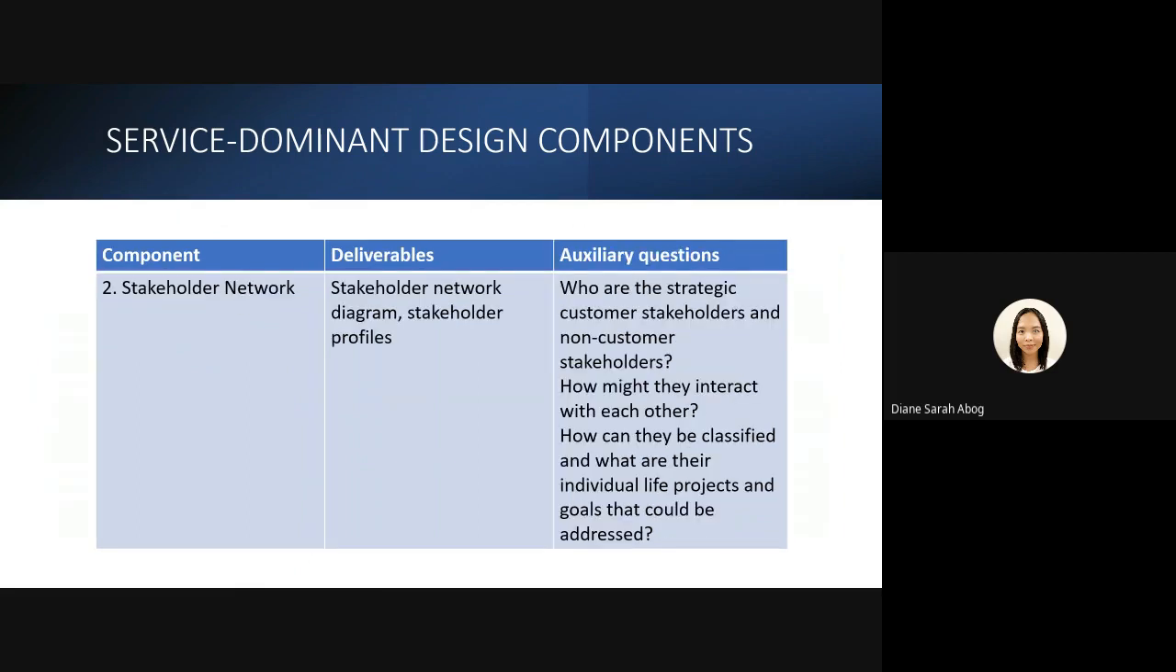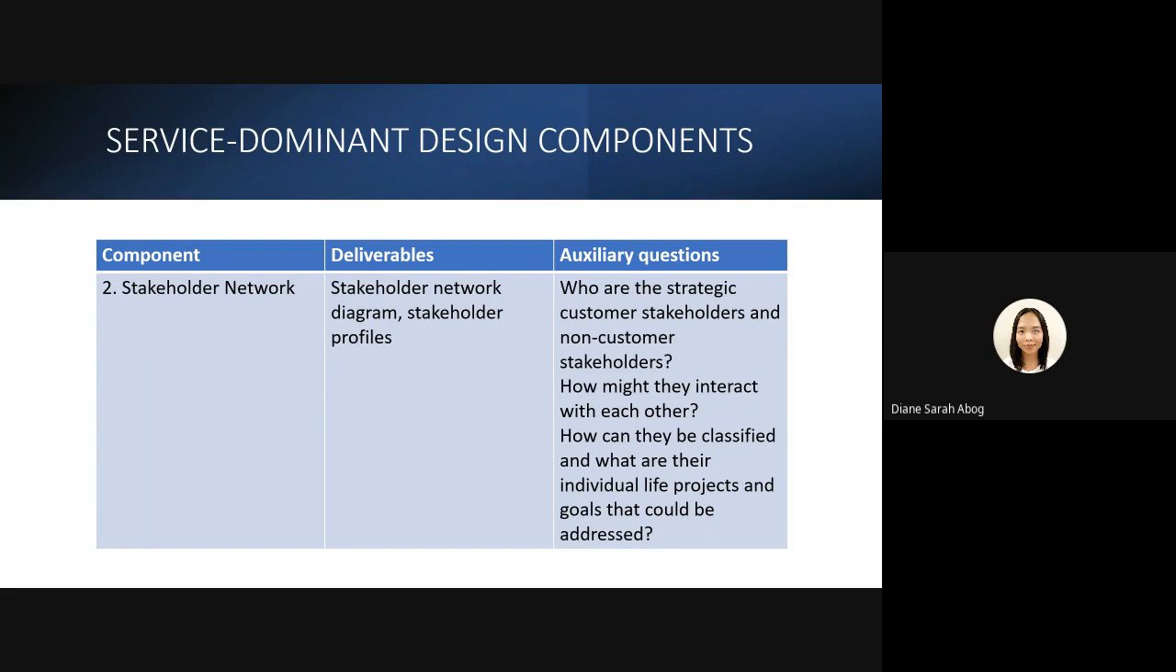So second is the stakeholder network. This is where and how the company is positioned within its service ecosystem. The stakeholders are identified, classified, and analyzed with respect to their individual pains and gains. So the question is, how is it creating value? The deliverables in this component are the stakeholder network diagram and stakeholder profiles.